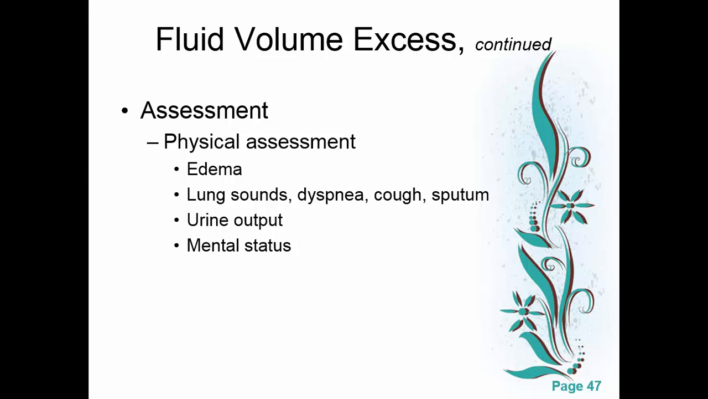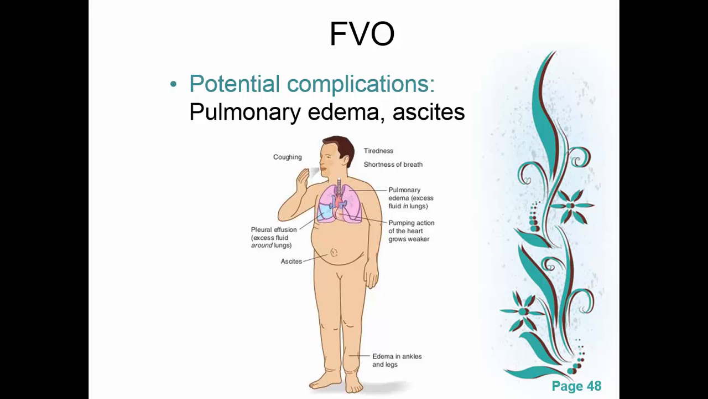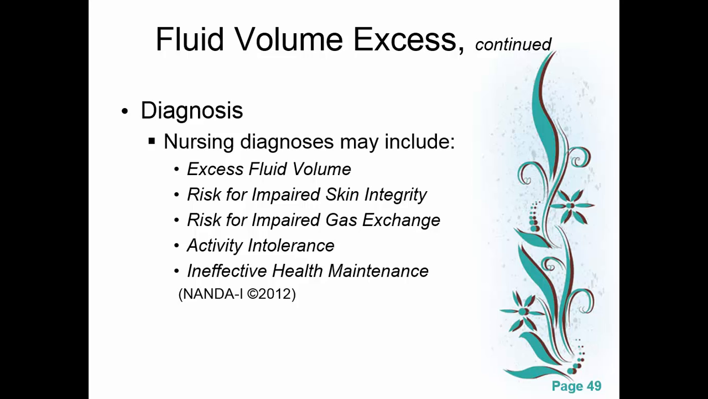You want to assess lung sounds for crackles or wheezes, assess for dyspnea, cough, and any sputum present. Assess urinary output. For infants, they will weigh diapers to gauge their output. Also assess mental status. A potential complication of fluid volume overload is pulmonary edema and ascites. All right, these are your NANDA diagnoses for fluid volume excess.